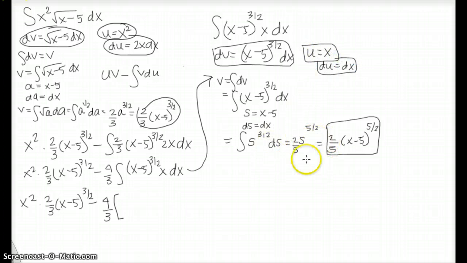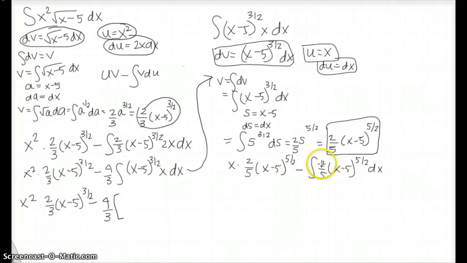So we want to do integration by parts again. We have all of our parts, and now we just want to put it into this formula. So we have u, which is x, times v, which is 2/5 times (x - 5)^(5/2), minus the integral of v, which is here again, 2/5 times (x - 5)^(5/2), times du, which is just dx.